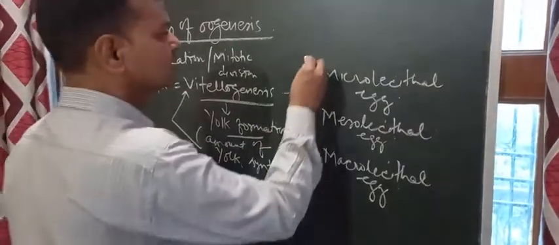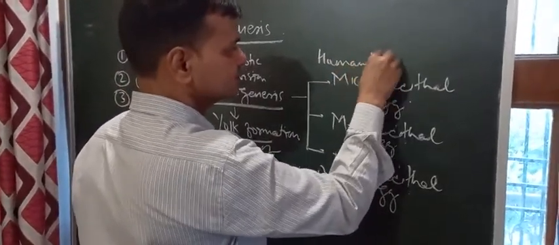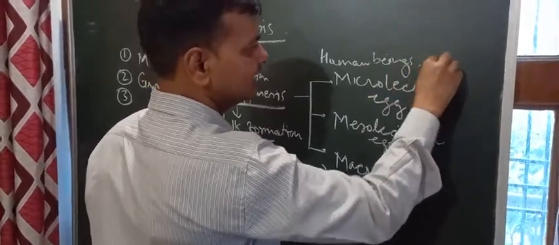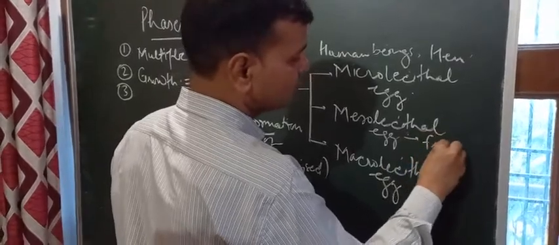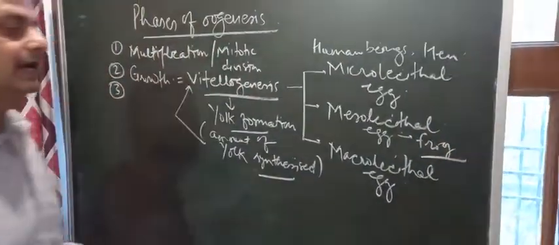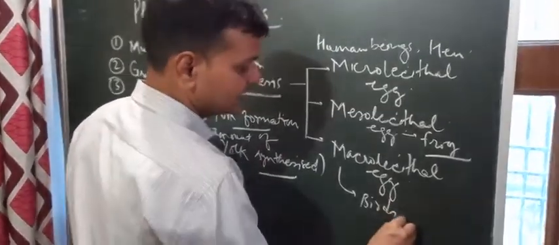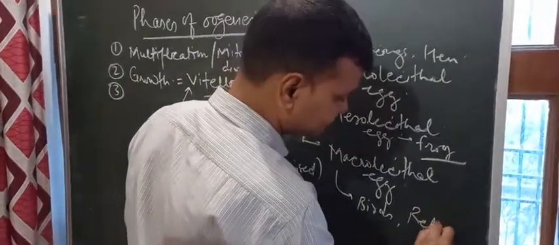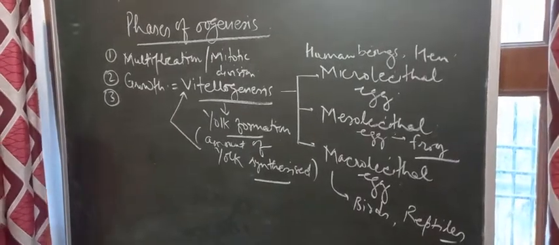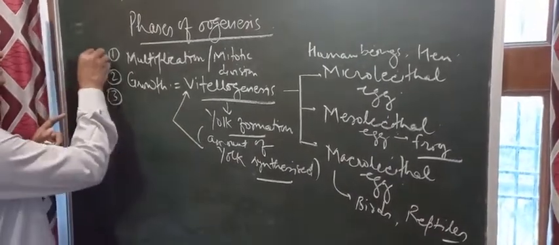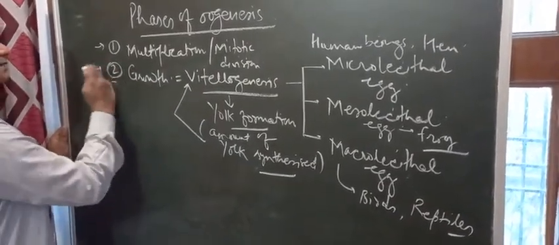Example for microlecithal is the egg of the human beings and the egg of the hen. Example for the mesolecithal is in the case of frog and amphibians, and example for macrolecithal is in case of other birds and in the case of reptiles. Right, and this is the first phase. This is the second phase. Growth is by vitellogenesis. The third phase, I'm going to write it here now.